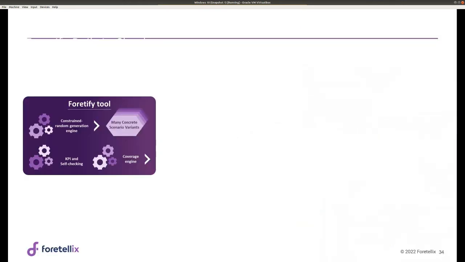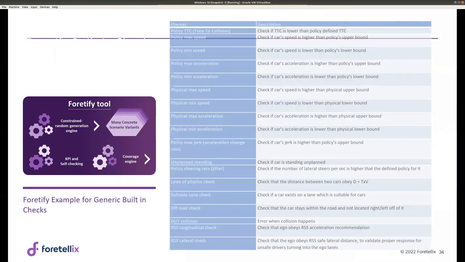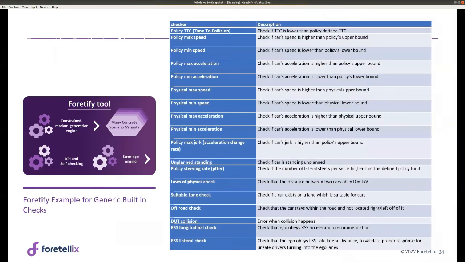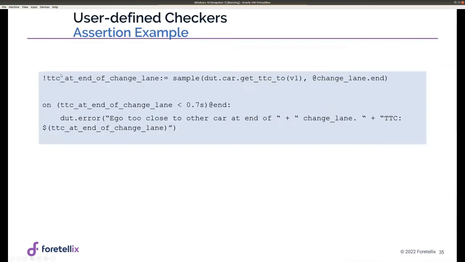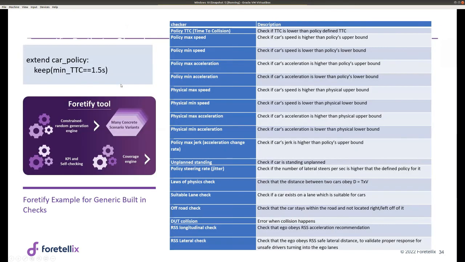And this is just showing that with 45, there are tons of built-in checks that come along. It's just a subset of them, and it's very easy to extend the car policy, for example, and say, well, my mean TTC, my generic TTC, oh, the machine is going crazy as well, apologize for that.